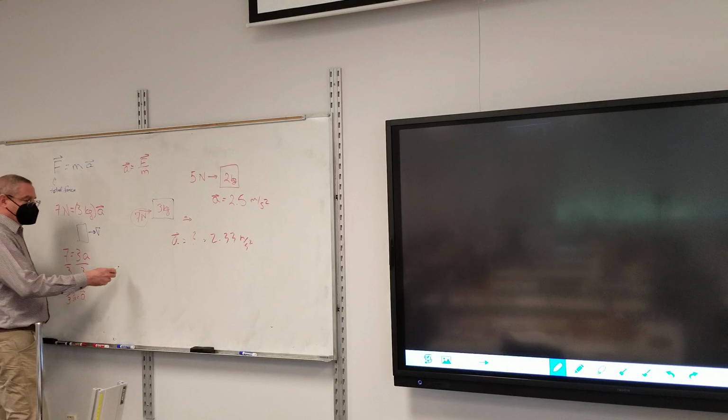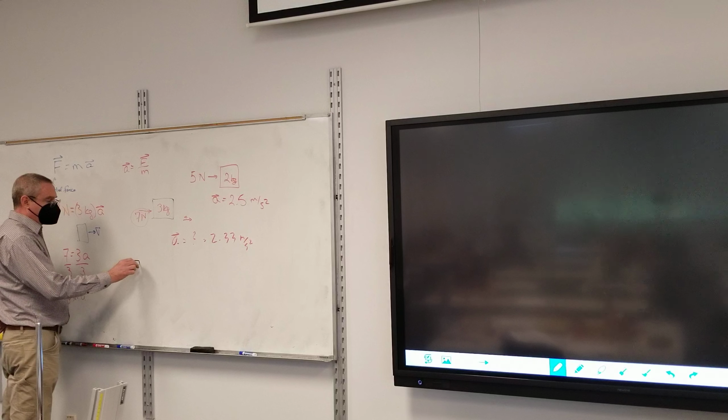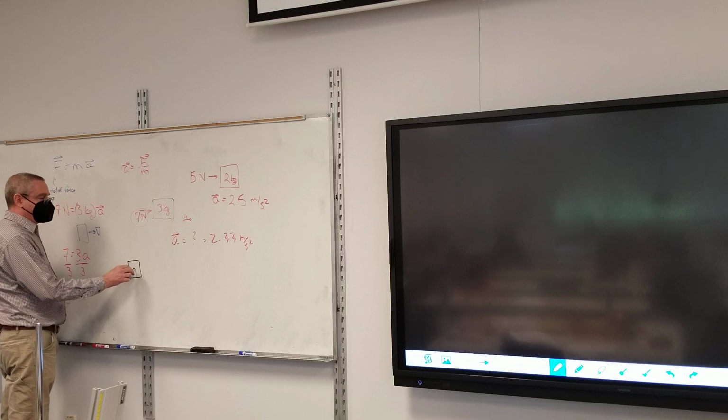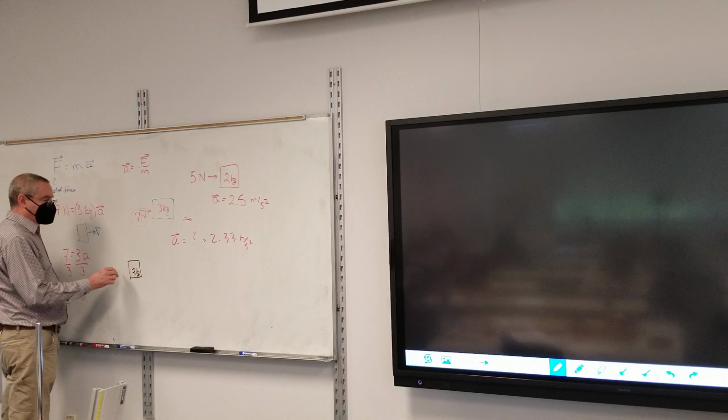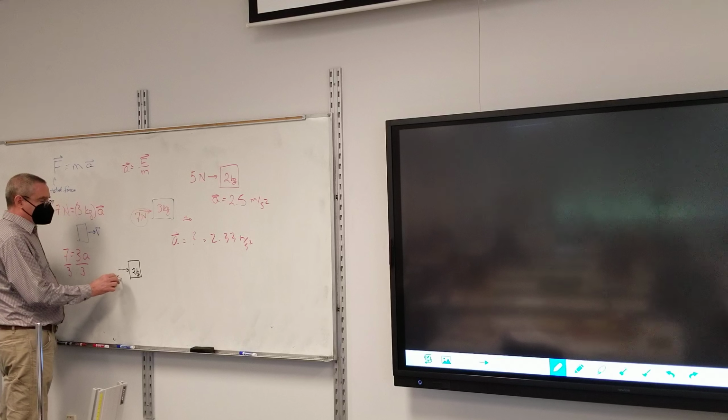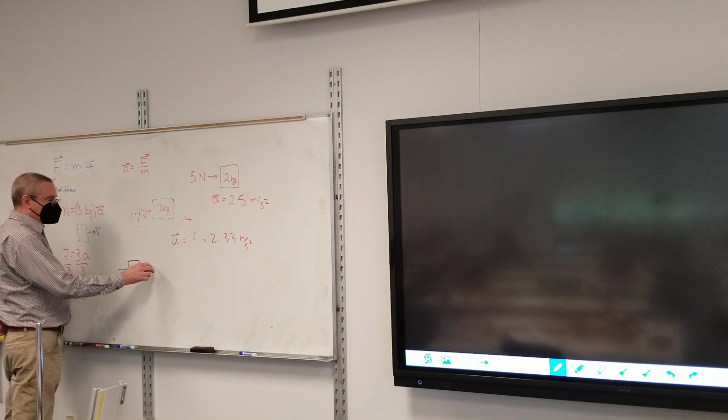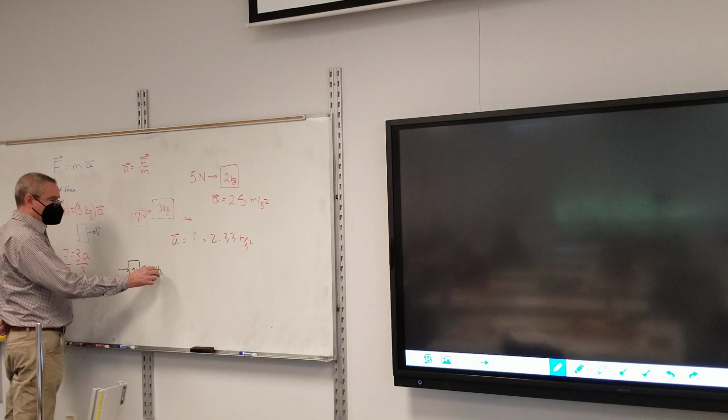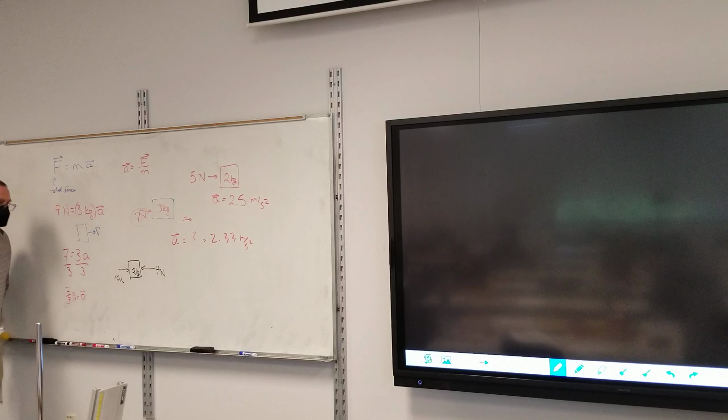Here we go. Making it look slightly more complicated. I'll keep that at 2 kilograms. I'll put a 10 Newton force there and put a 4 Newton force going back that way. What is the acceleration now?